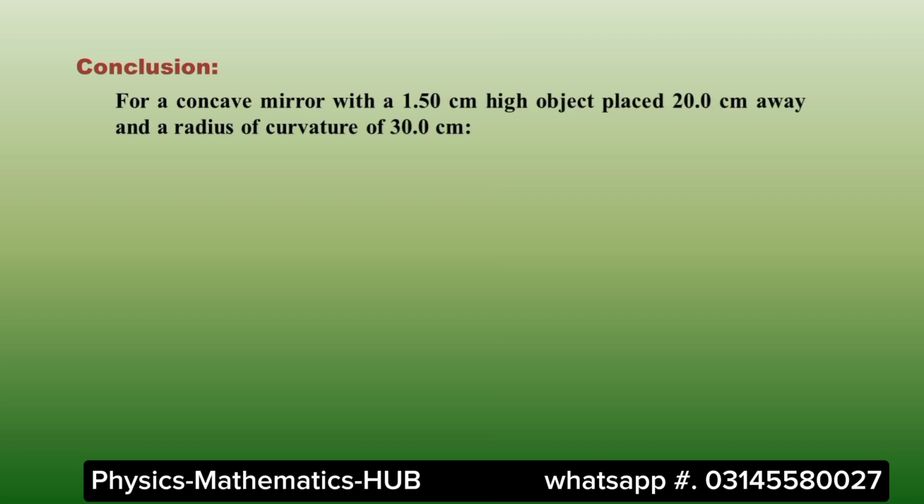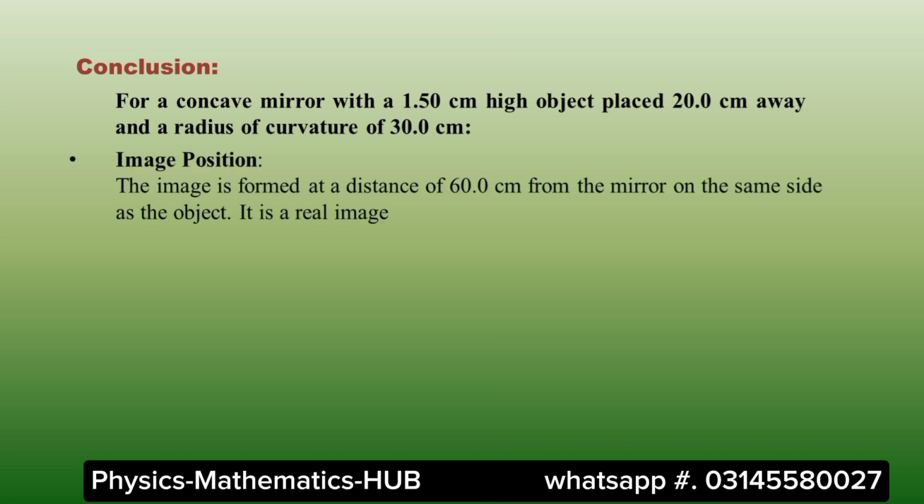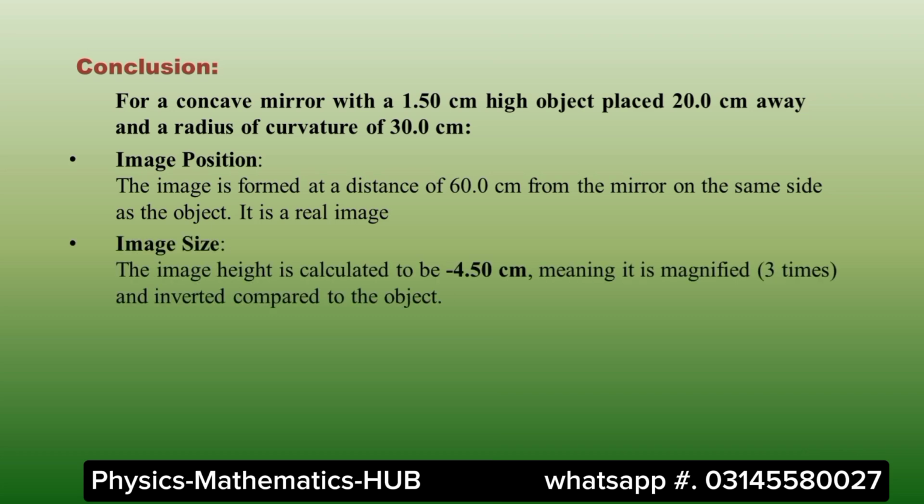Conclusion: for a concave mirror with a 1.5 centimeter high object placed 20 centimeters away and a radius of curvature of 30 centimeters, image position: the image is formed at a distance of 60 centimeters from the mirror on the same side as the object. It is a real image. Image size: the image height is calculated to be minus 4.50 centimeters, meaning it is magnified 3 times and inverted compared to the object.